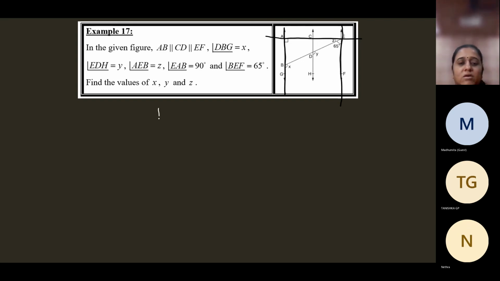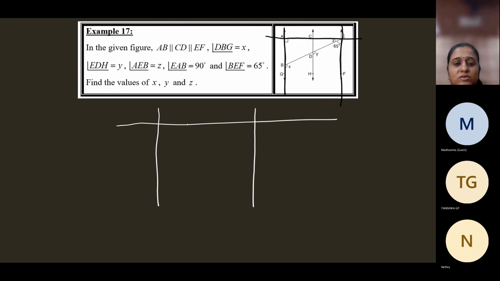See here, AB or AG is parallel to EF, and the transversal is AE. This 90 is given. This angle plus this angle will be 180. Co-interior angles are supplementary. But here you have Z and 65. These are the parallel lines, and this is the transversal. This is marked 90. And here we have Z and 65 together. One part is Z, the other part is 65. Now it's very clear that these angles are co-interior angles.